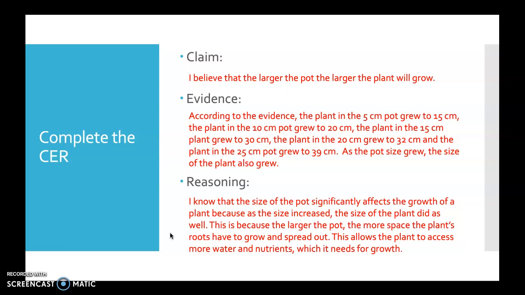So that is how we complete the CER. You give your claim, you state the answer to your question, you provide evidence, you give the actual data that you collected, and then you give reasoning, which is the scientific explanation behind it.